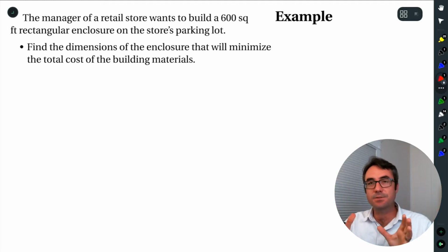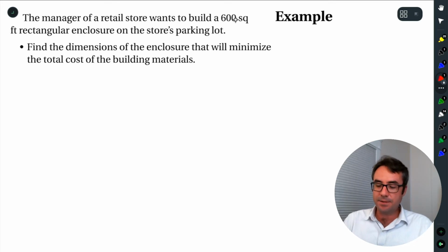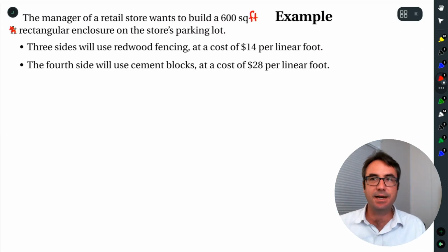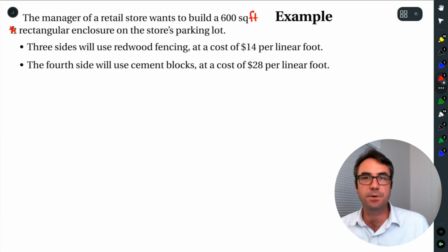So we're going to be building this rectangle. We're going to be fencing in all the different sides using different materials. And we want this rectangular area to enclose 600 square feet. And we want to keep the cost as low as possible. So let's go back and diagram this out. Let's go through the process here. Now we don't have all the little steps listed out here. We're going to go through this one just like you would.